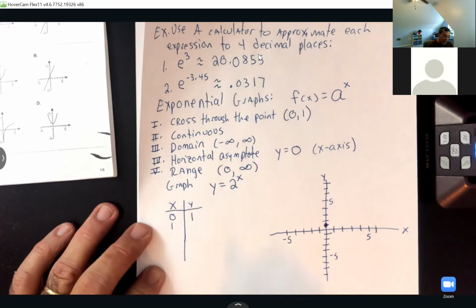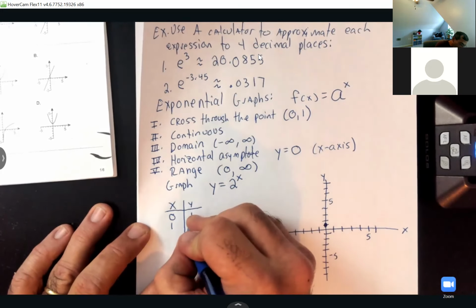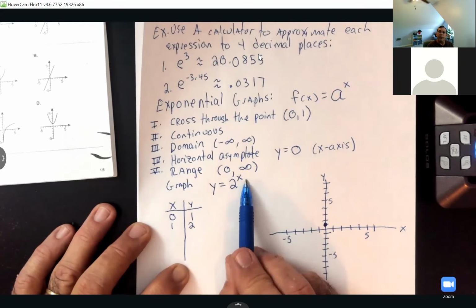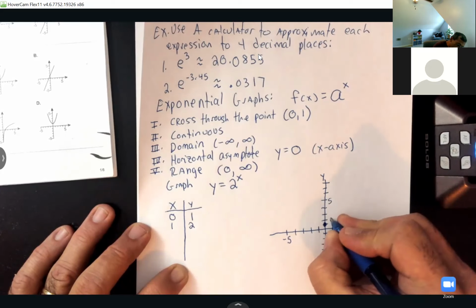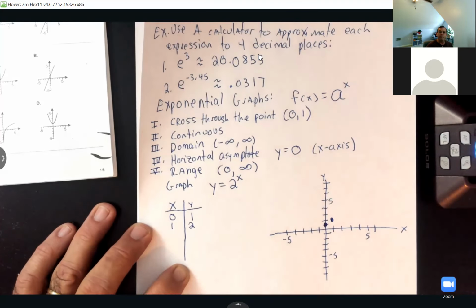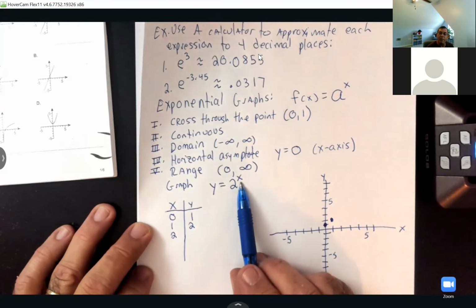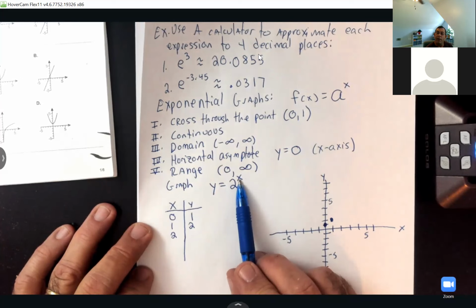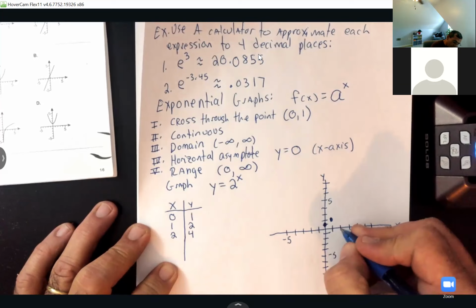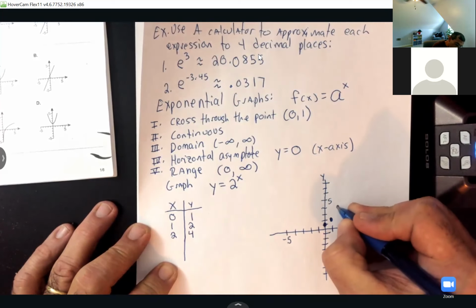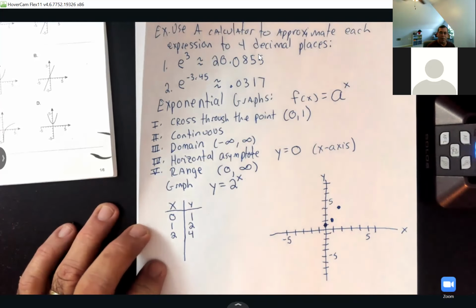And I'm going to put a 1 in for my x. So that gives me 2 to the first power, which is 2. So anything to the first will be itself. So over here at 1, we go up to 2. Well, I'm going to put a 2 in here. So if I put a 2 in for the x, that gives me 2 squared, which is what? 2 times 2, which will give us 4. Well, notice over here at 2, I'm up at 4. You can sort of see that I'm going to get me a little curve on that side.